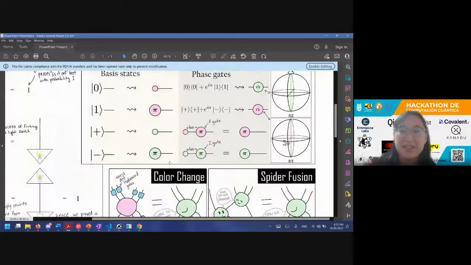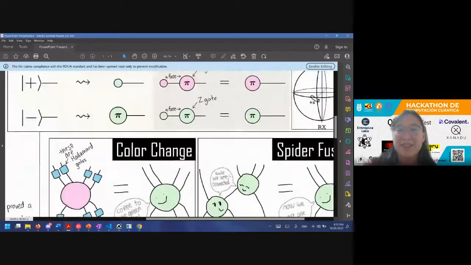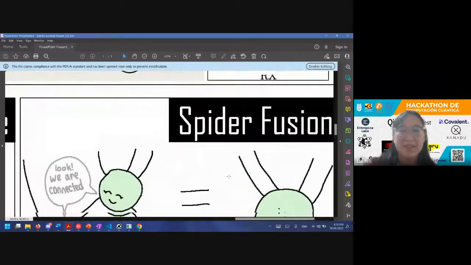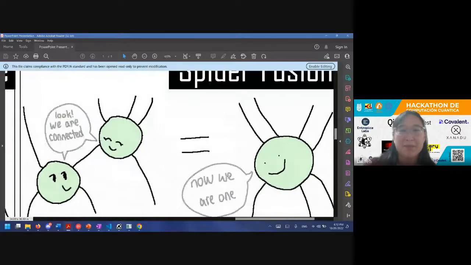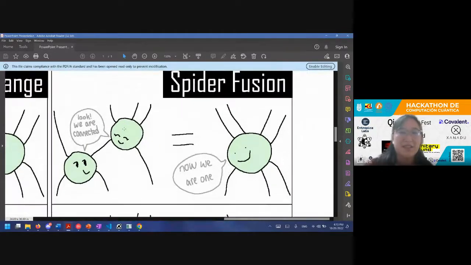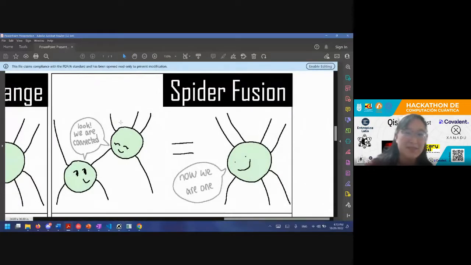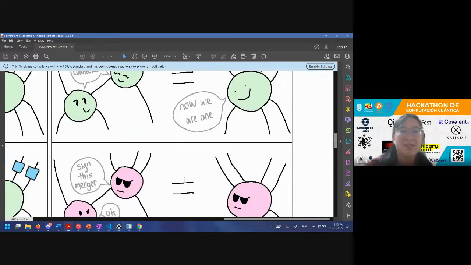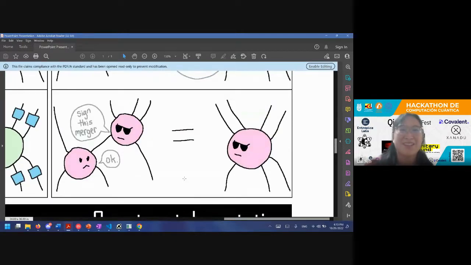And I'll show these comics about these rules specifically. So the one I described about the different colors: let's say you have two spiders that are both green, and they're connected by at least one wire. The rule for that in ZX calculus is called spider fusion, and you can just merge the spiders together, and now it becomes one spider. You can also do this in the other color as well.